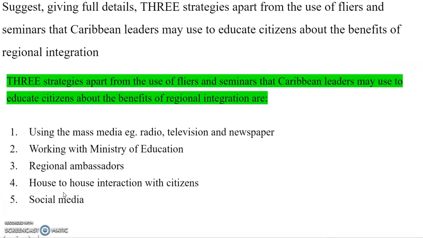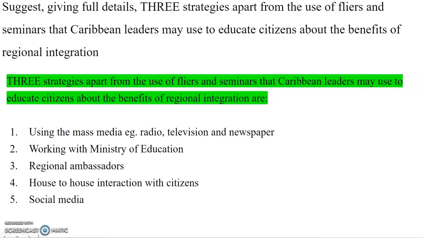Next, the question suggests, giving full details, 3 strategies apart from the use of flyers and seminars that Caribbean leaders may use to educate citizens about the benefits of regional integration.